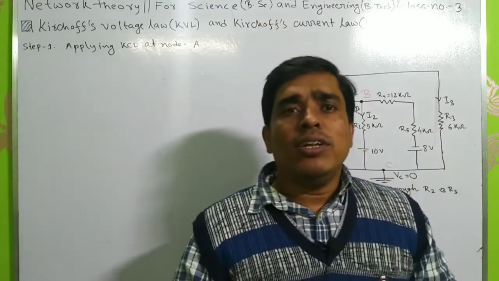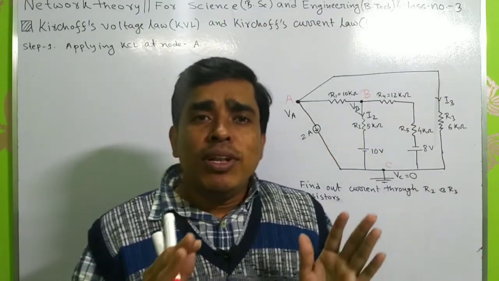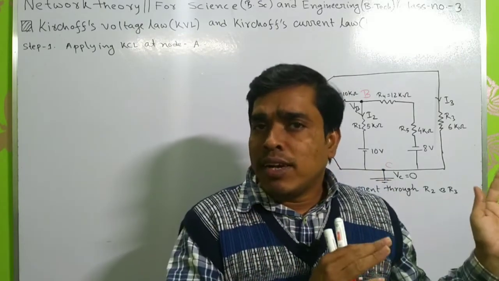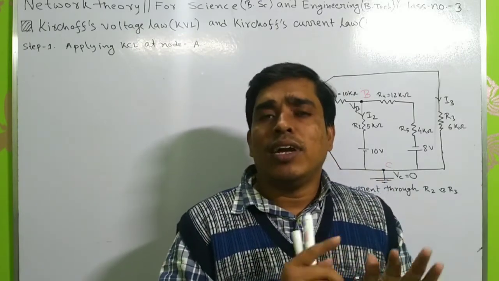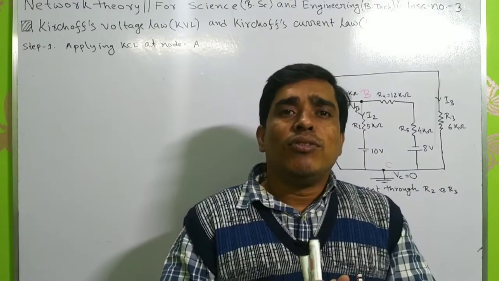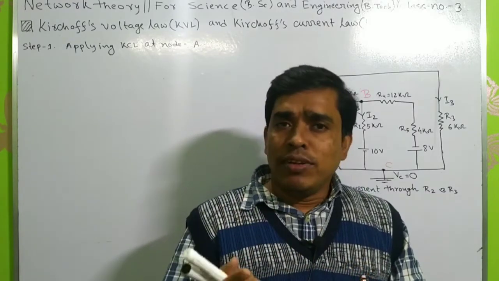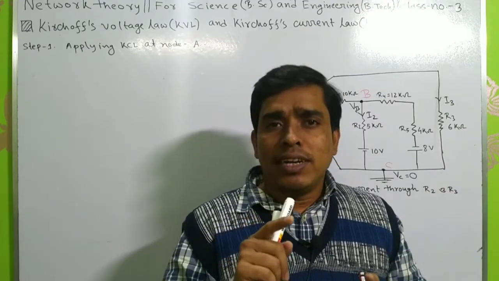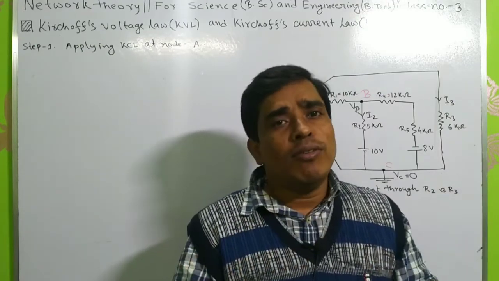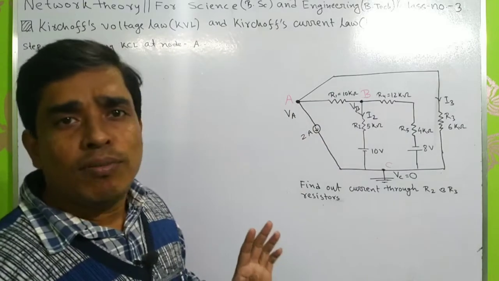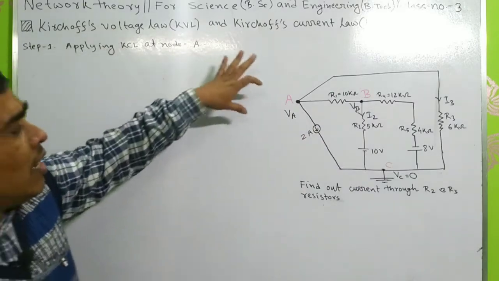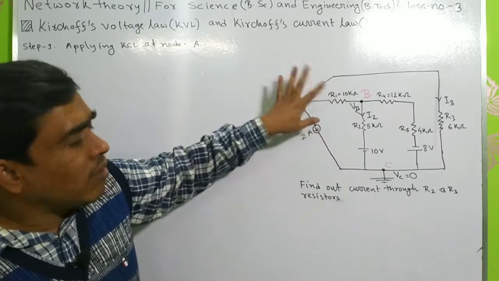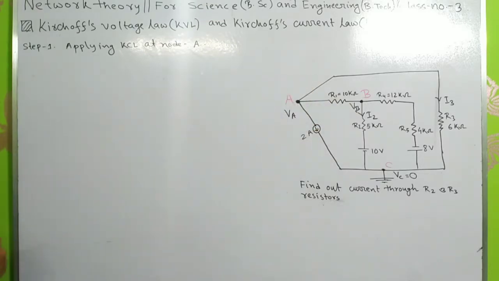After calculation, I will get the values of the different branch currents I1, I2, I3. If I get a positive value, then the direction is the same, but if I get a negative value, the direction will be reversed. So first I assume that all the currents from this node are leaving.